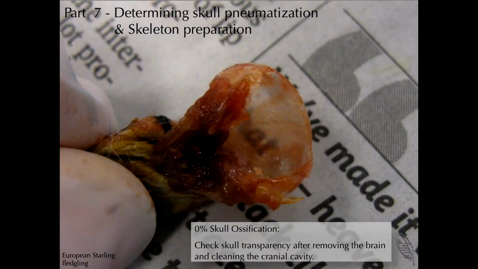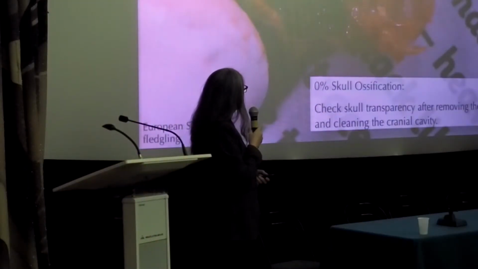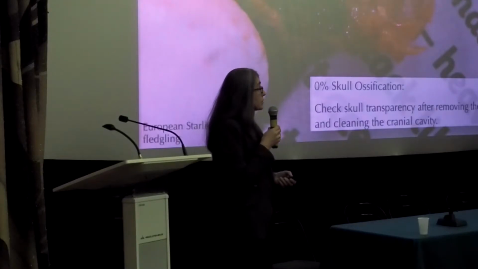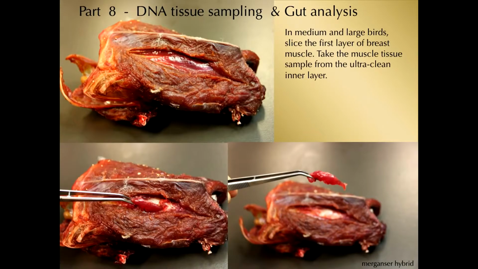Okay, then we have part 7, on skull pneumatization, which we record on our data sheets to help us age the birds. This one is obviously 0%, and you can read the newspaper through it. The students like that part. They also like trying to do it themselves. And then the second part is how to make skeletons.